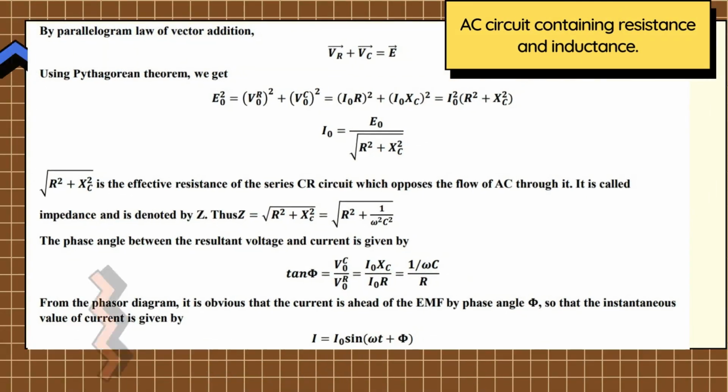So by calculating, we can go for finding the phase angle between the resultant voltage and current, given by this. So from the phasor diagram, it is obvious that the current is ahead of the EMF by a phase angle of phi, so that the instantaneous value of current is given by this equation.